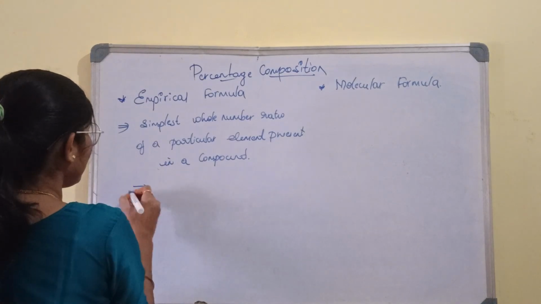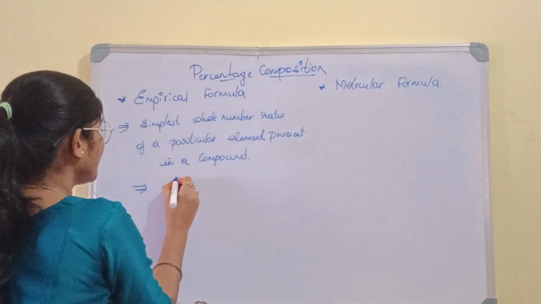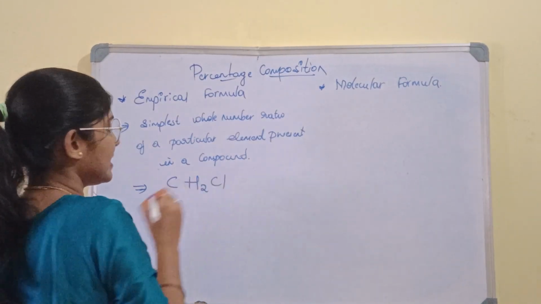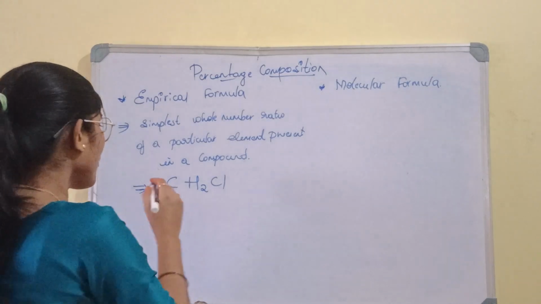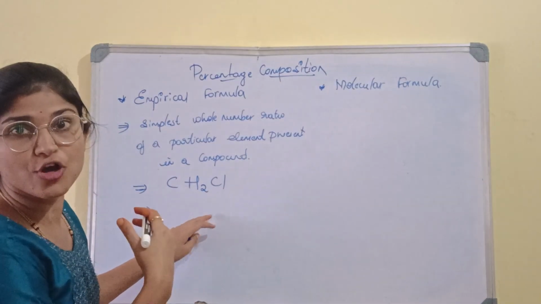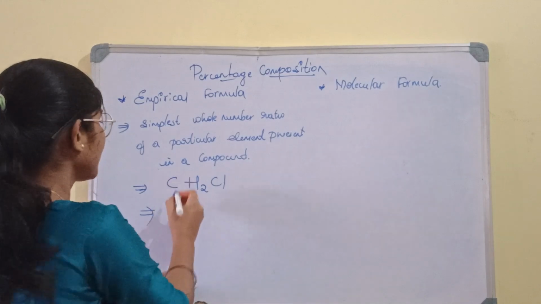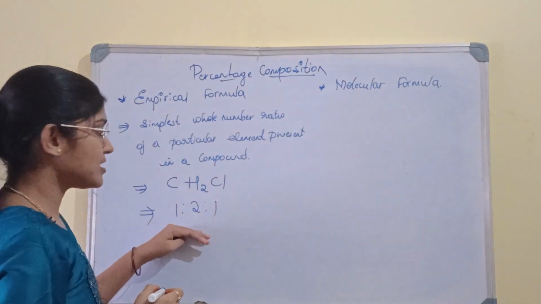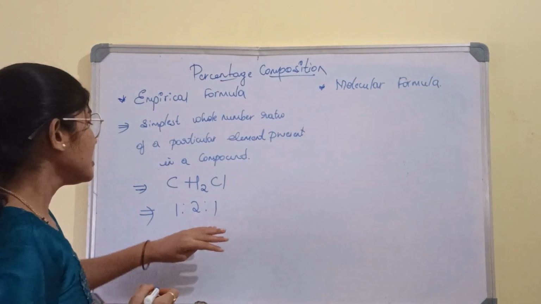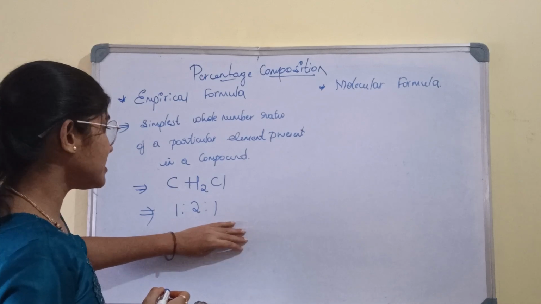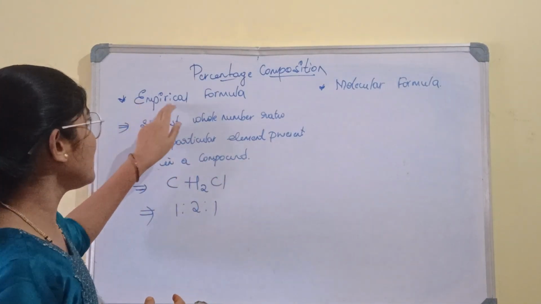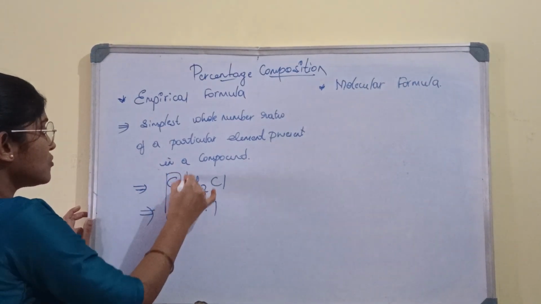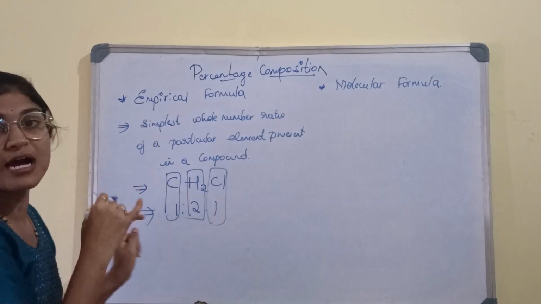For example, you have one compound CH2Cl. So what is the ratio of these elements present in the compound? This is carbon 1, hydrogen 2, chlorine 1. So this is the simplest whole number ratio. This whole number ratio is called the empirical formula. It is a simplest whole number ratio of a particular atom present in a compound or molecule.